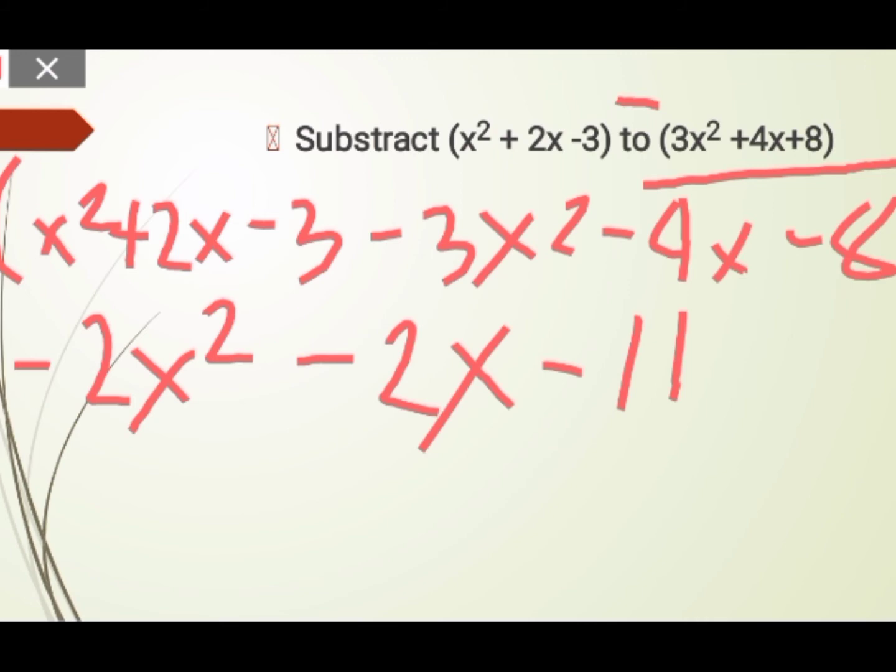Always remember, in subtracting or adding polynomials, in writing the answer, always start with the bigger degree. So your degree would be in descending order, decreasing from highest to lowest. So the answer of this problem would be negative 2x squared minus 2x minus 11.